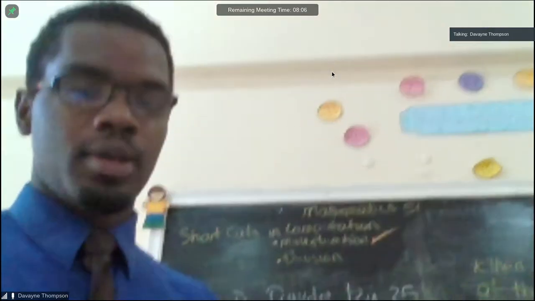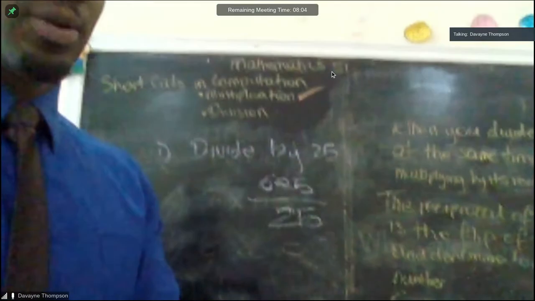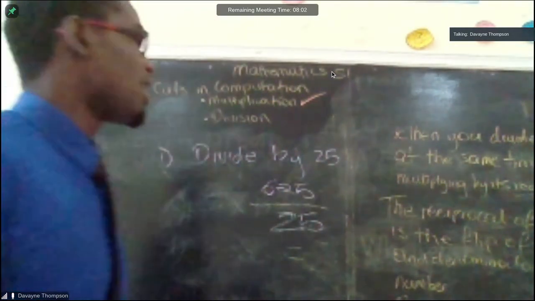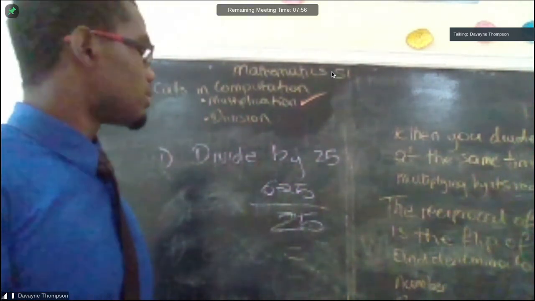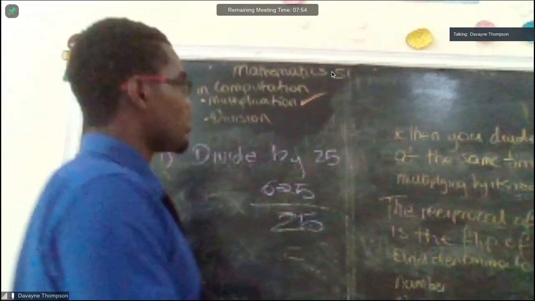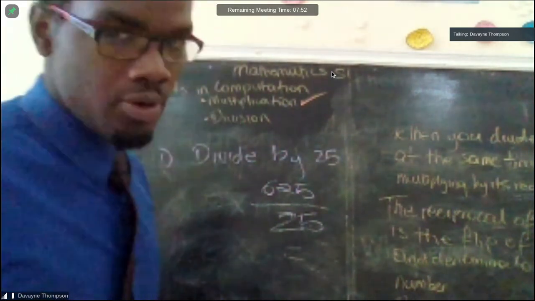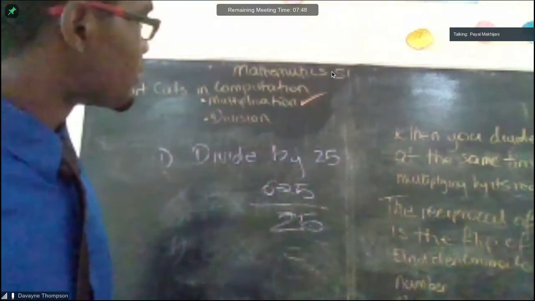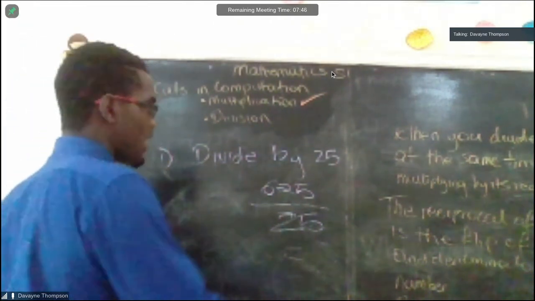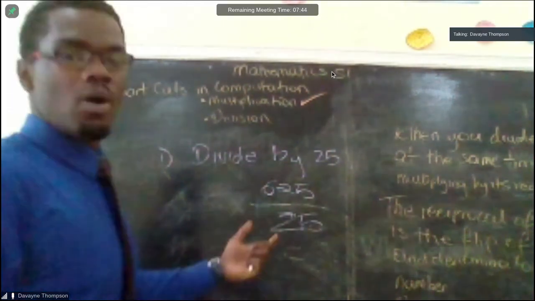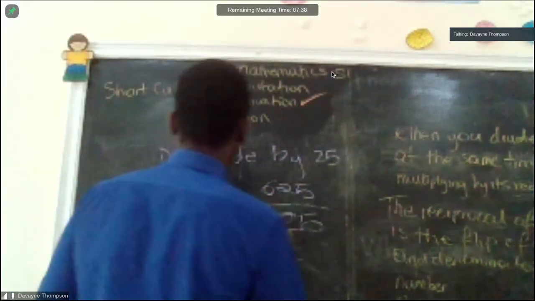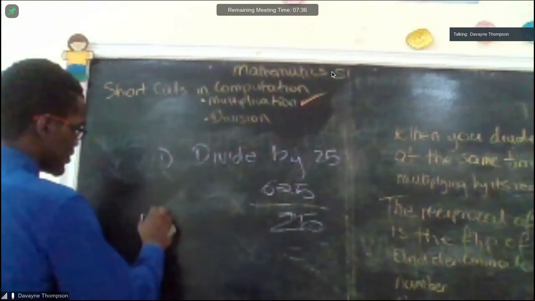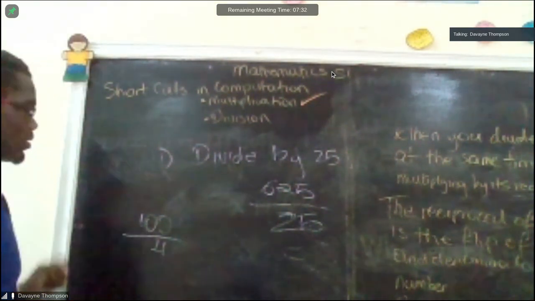Right. Now, who can recall when we looked at multiplication, we said we can write 25 as a fraction. What was 25 as a fraction, guys? Anybody remember? 100 over 4. Right. So therefore, I can replace this by 100 divided by 4. Let me show you how you're going to do that. 100 divided by 4. Put that down for me.